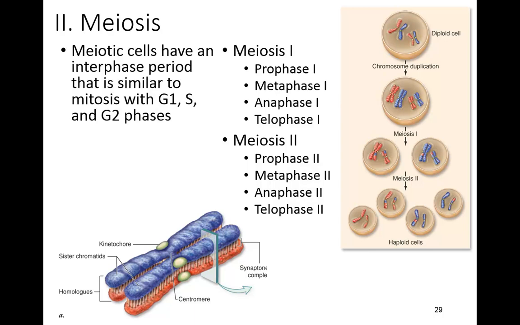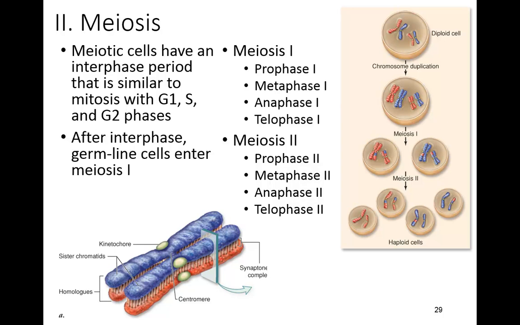Okay, meiotic cells have an interphase period where they can be arrested, similar to the G1, S, and G2 phases of mitosis. After interphase, the germline cells enter meiosis 1, goes through interphase, replicates, and then goes through meiosis 1.